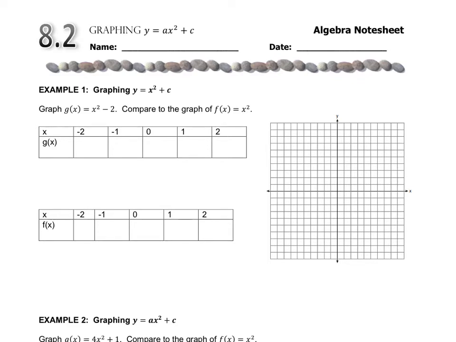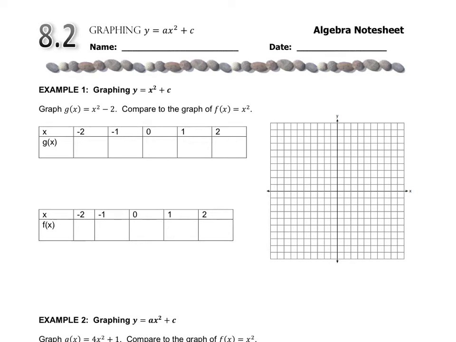If the a is greater than 1, then that means we are going to see a vertical stretch, meaning it's going to be closed in tighter than the parent function, y equals x squared. And if it is between 0 and 1, then that means it's opening up wider, which makes it a vertical shrink. So here we are for example 1.